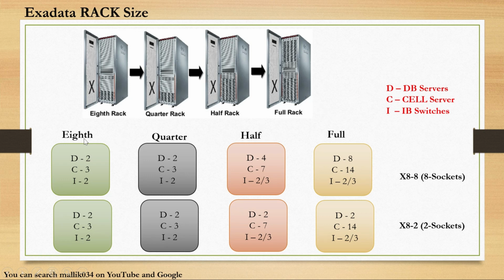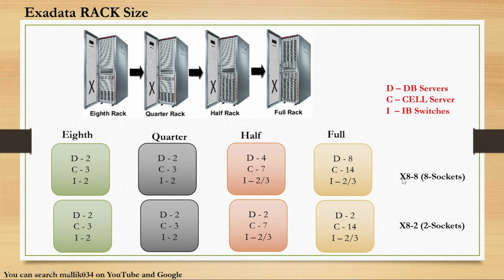So coming to the eighth rack or quarter rack. Here D stands for DB nodes or DB servers, C stands for cell servers, and I stands for IB switches. How many DB nodes can I have? In eighth and quarter rack I have 2 DB nodes, 3 cell nodes each, and 2 IB switches each. Coming to the half rack, I have 4 DB nodes, 7 cell nodes and 2 or 3 IB switches. Coming to the full rack, I can have 8 DB nodes, 14 cell nodes, and 2 or 3 IB switches.